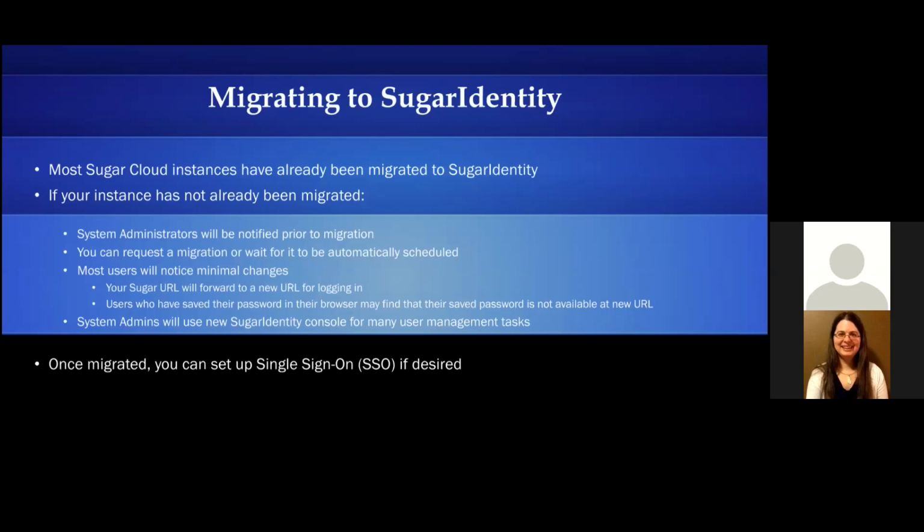System admins will see a new Sugar Identity console that will be used for many user management tasks. So Sugar admins will notice some changes with Sugar Identity. And I meant to put this on the slide and forgot: if you have any integrations, make sure you're checking with the integration providers to make sure they're ready to support Sugar Identity. I know we had some issues with a few customers who use Acton because they were not quite ready for Sugar Identity when Sugar first started migrating customers, and there were a few people who had no integration for a week or two while Acton caught up.